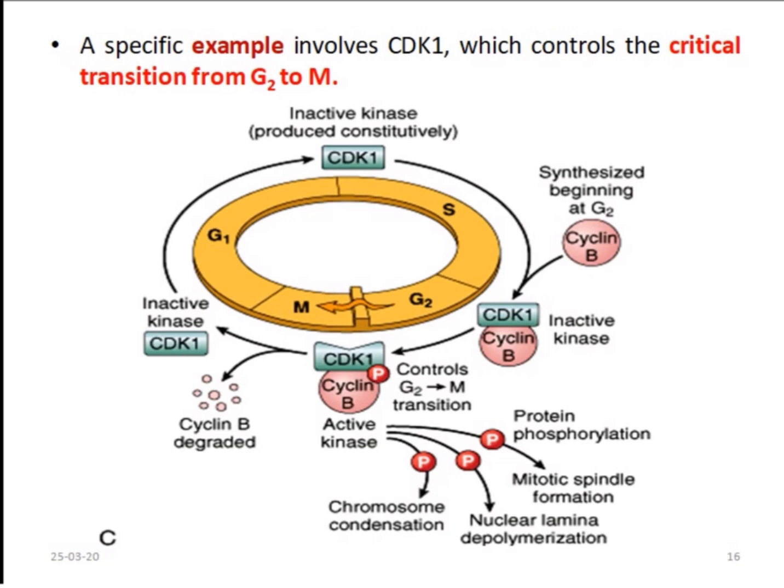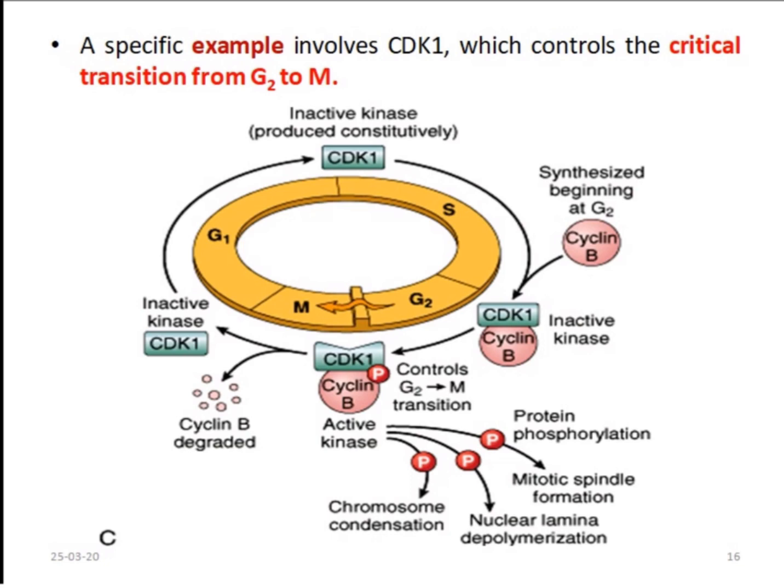Now once CDK and cyclin B come together, they get phosphorylated. Once they get phosphorylated, that CDK gets active, and the process of transition from G2 to M phase will happen, right? Here you can see the phosphorylation happens in various ways: protein phosphorylation, mitotic spindle formation. Because the phosphorylation happens and CDK gets active, the process of G2 to M phase transition starts.